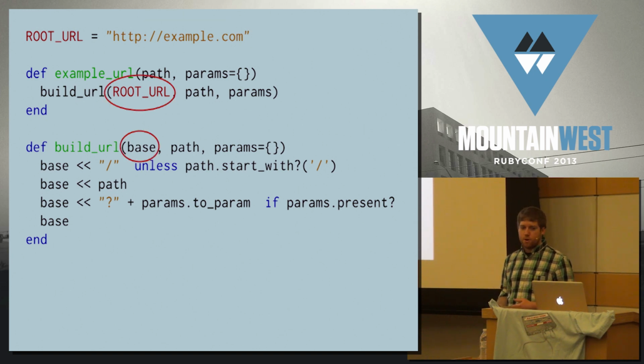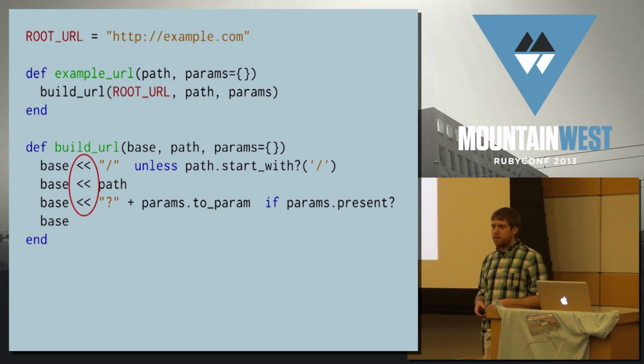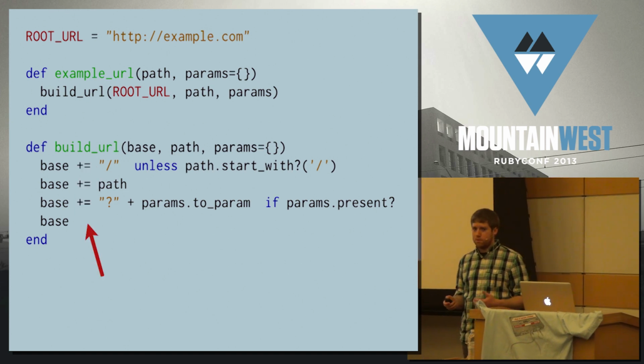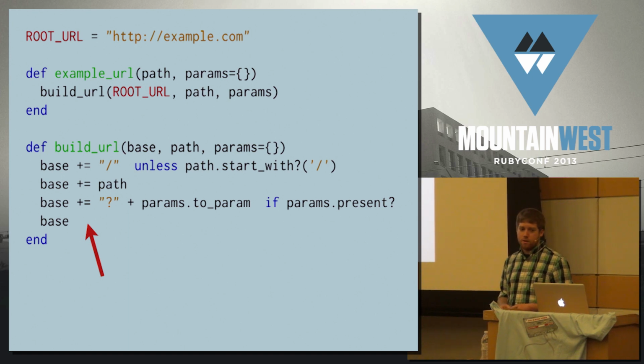And every time we called example URL, we were passing the same string into build URL, and build URL was destructively adding on to the end of it. So the fix for this is pretty simple. You just use += instead of shovel, and that won't modify the base URL.